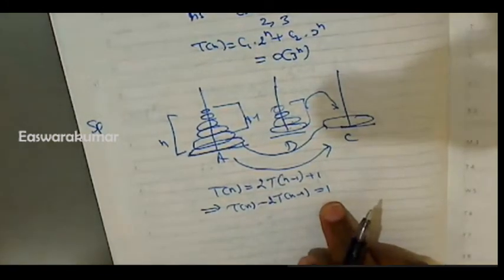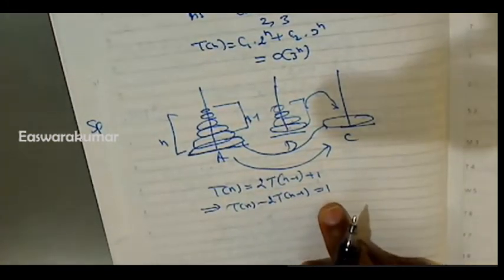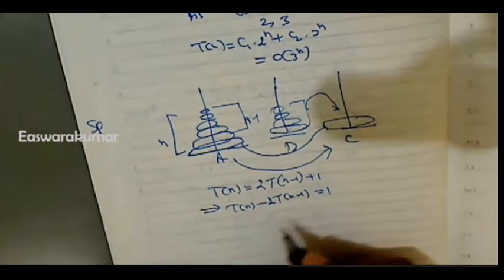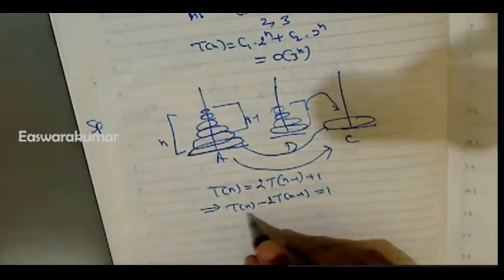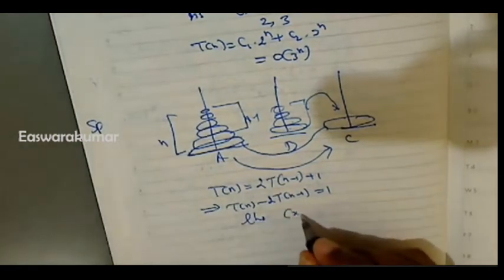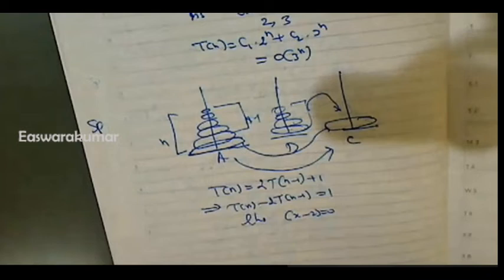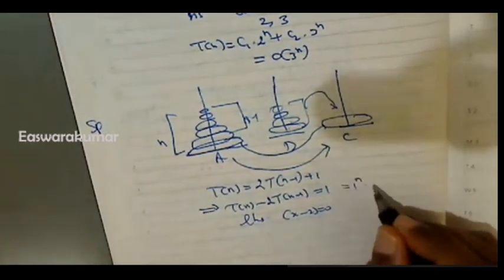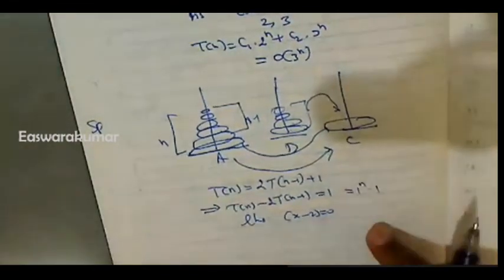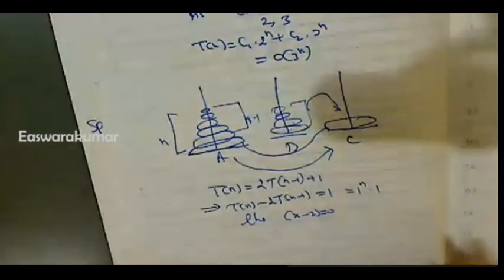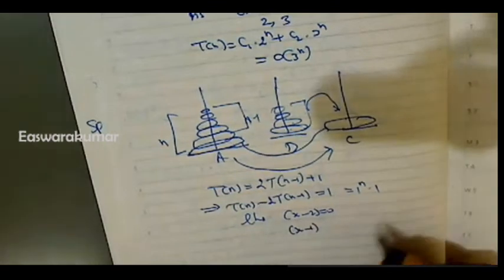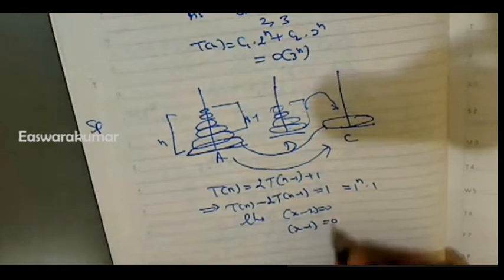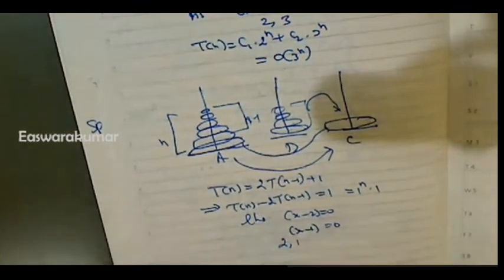Now you see the right hand side is not 0, so this is an inhomogeneous recurrence equation. If you convert it into a homogeneous equation, for the left hand side what you get is x minus 2 equal to 0. Then for the right hand side it is 1, that is 1 power n into 1, so constant power n times 1. So that is x minus 1, the degree of the polynomial is 0, so (x minus 1) power 1 equal to 0. So the roots are 2 comma 1.